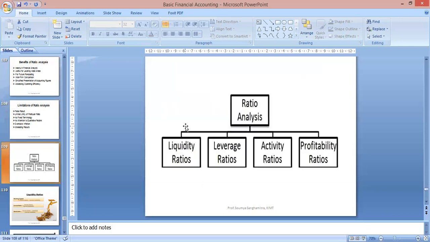Now, types of ratio analysis. First is liquidity ratio, then leverage ratio, activity ratio, and profitability ratio. Liquidity ratio: these ratios are used to determine short-term solvency of the firm. In other words, it analyzes the firm's ability to meet its current obligations. Liquid ratio, absolute liquid ratio, and current ratio are some of the ratios which are included in this category.